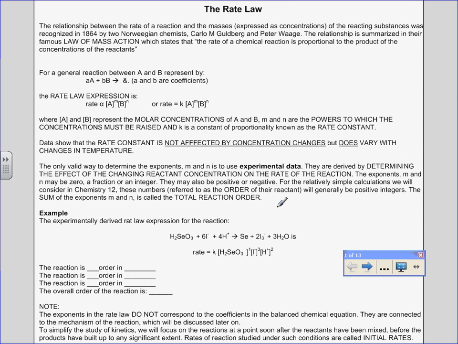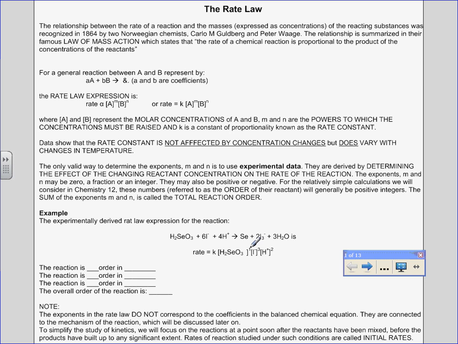So let's look at an example. This reaction here has this experimentally determined rate law. So the rate is equal to a rate constant times the concentration of H2SO3 raised to the 1, I minus raised to the 3, H plus raised to the 2. You'll notice that the coefficients in the balanced chemical equation do not match the powers in the rate law. These powers are determined by experiment, and you'll see the experiments that are done in order to determine them.